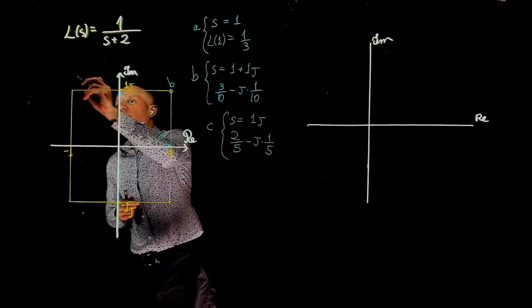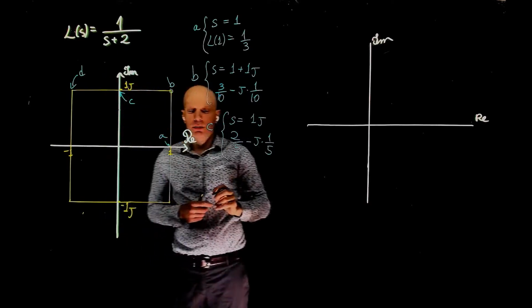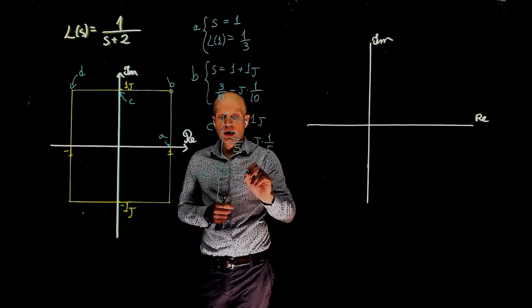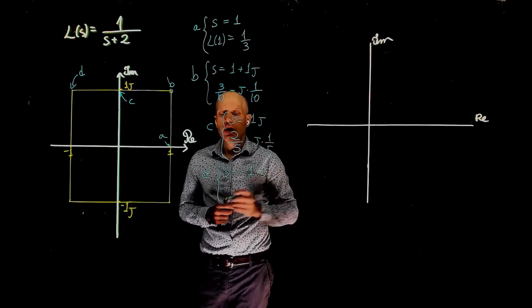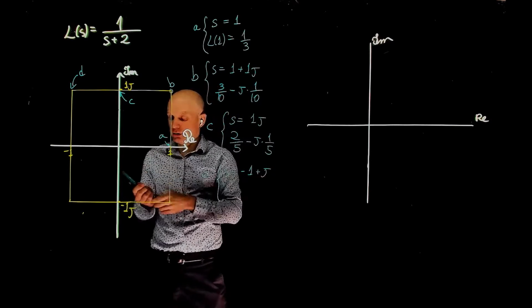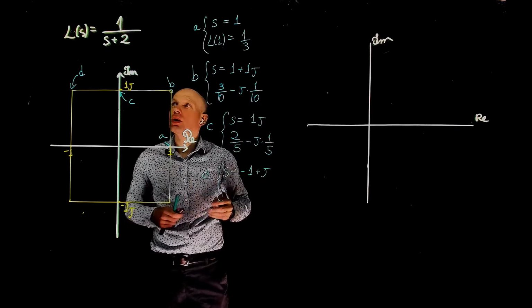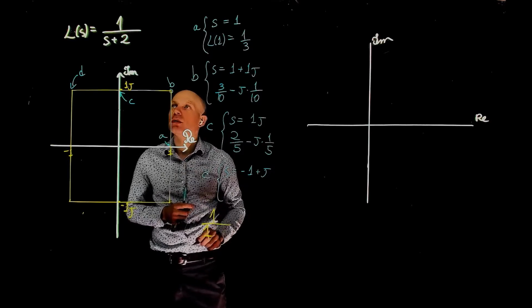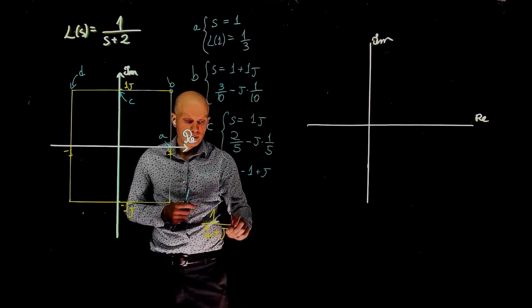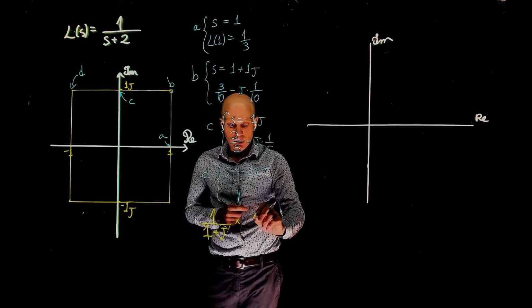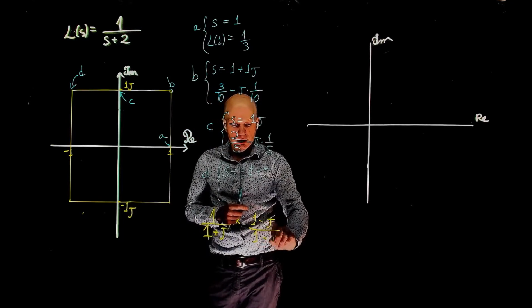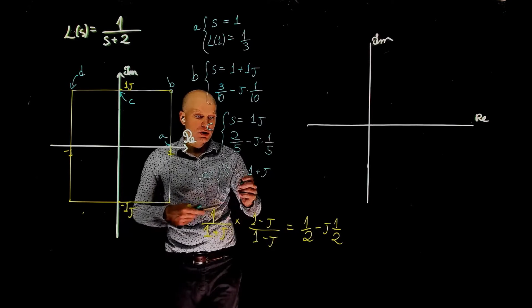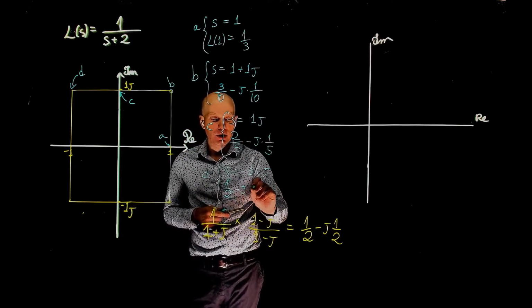Now we can move on to point D. At point D, we have S equals -1 plus j. Replacing that in the transfer function, we'll get 1 over -1 plus 1 is 1 plus j. Multiply this by its own conjugate, 1 minus j, to get 1/2 minus j times 1/2. So this gives 1/2 minus j times 1/2.